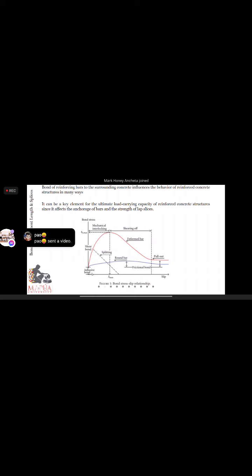Bond of reinforcing bars to the surrounding concrete influences the behavior of reinforced concrete structures in many ways. It can be a key element for the ultimate load carrying capacity of reinforced concrete structures, since it affects the anchorage of bars and the strength of lap splices. As we take a look at the bond stress slip relationship here, you take note of the three situations for the bond here: the adhesive bond, the frictional bond, and the shear bond.